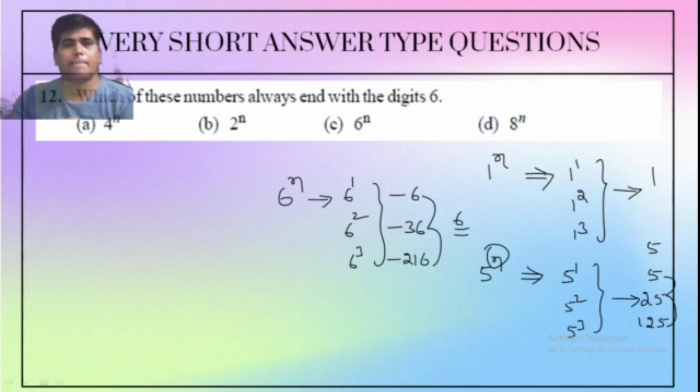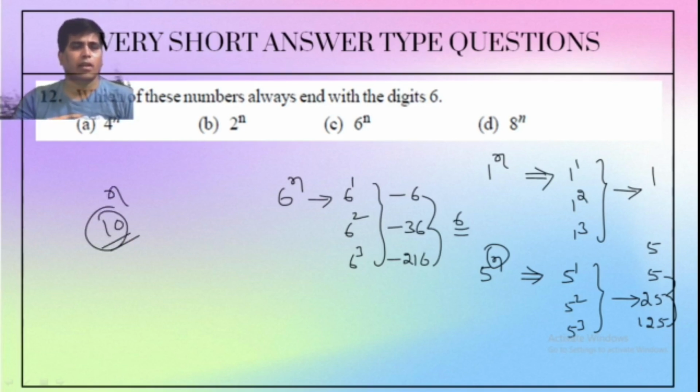So these are the 3 peculiar numbers. They always end with the same digit. One more is there, 10, but it is a 2-digit number. 10 to the power of n always ends with 0. The unit digit is always 0.